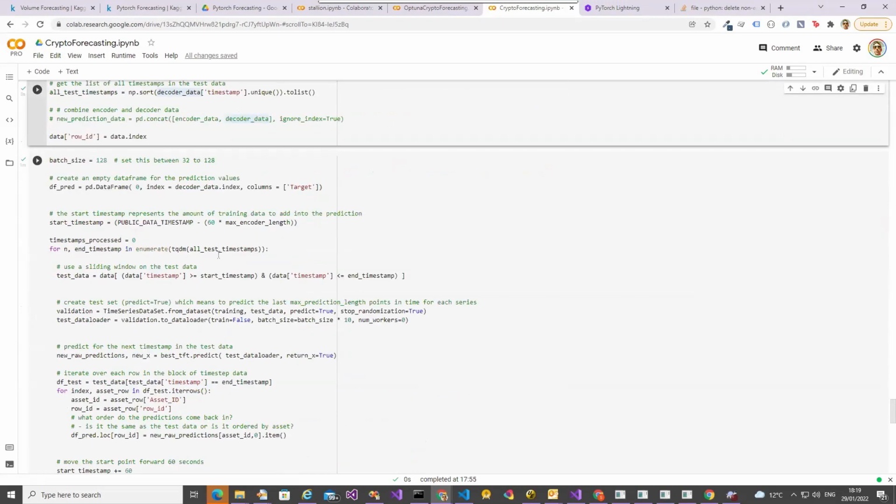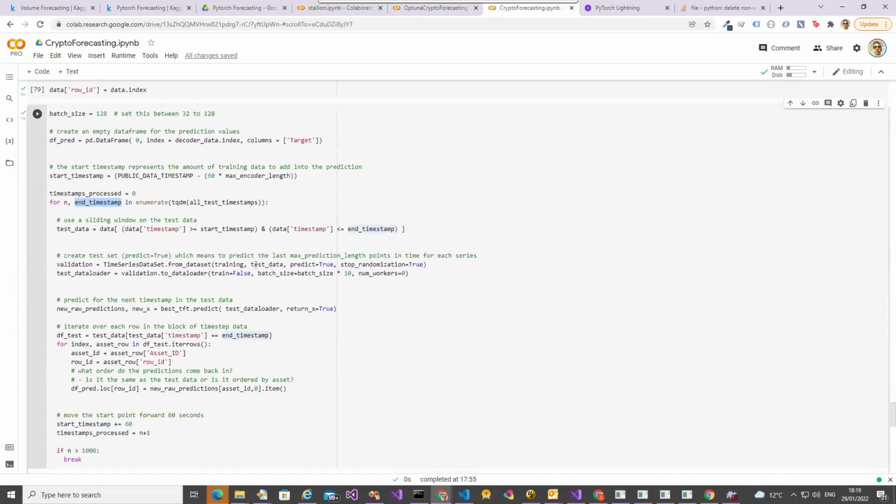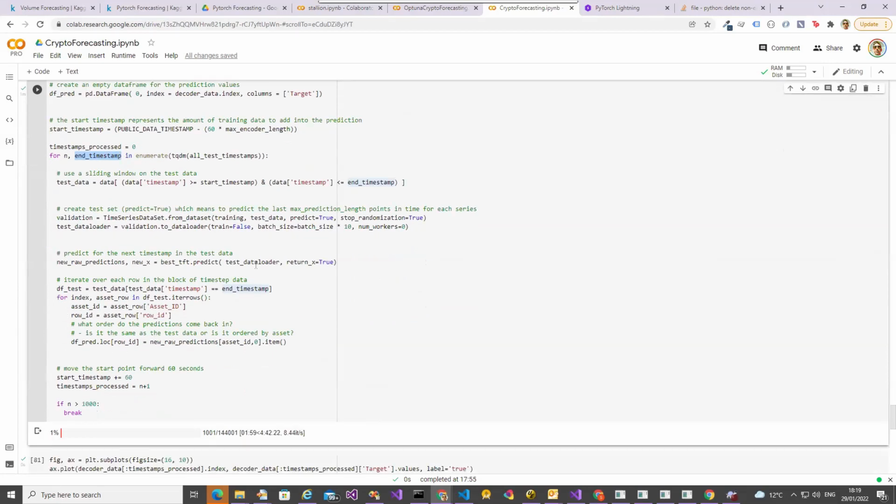But yeah, it just works its way through. So it has a starting, whatever that was, 64. So it starts off with 64 minutes of training data, and then it adds on in this loop the end time step, goes through all of the test time steps. So it's like a sliding window across the data. So in each loop, in this case, it'll add one more time step from the test data.